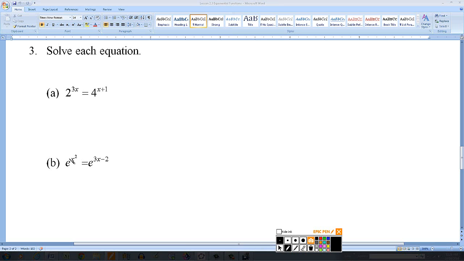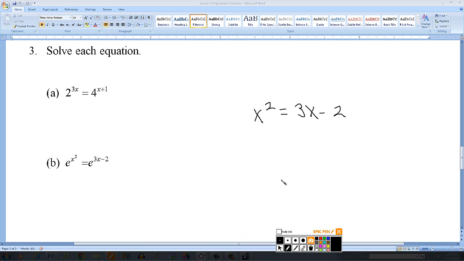And this one I have e to the x squared is equal to e to the 3x minus 2. So here the bases are already the same. So all I know then is the exponents have to be equal. So the exponent on the left, which is x squared, has to equal the exponent on the right, which is 3x minus 2. And then it's just a matter of solving this quadratic.